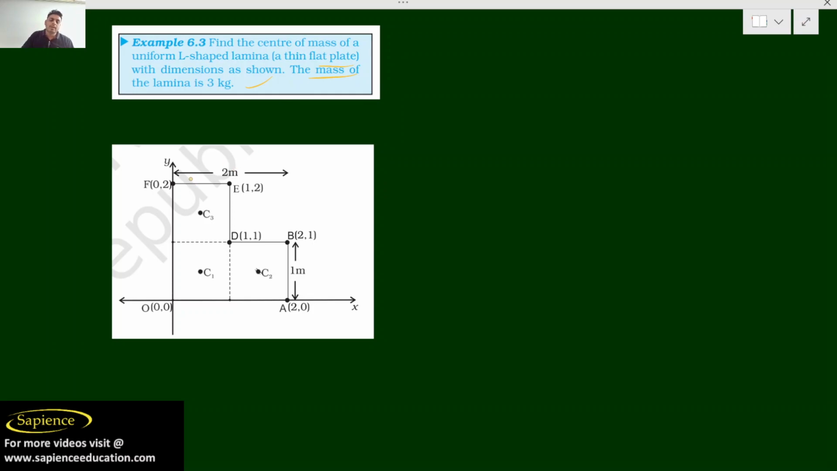From the figure, since it is uniform, we can say that these are three particles, and all three have the same area. So each has a mass of 1 kg, because the total mass is 3 kg. So m1 is equal to 1 kg, m2 is equal to 1 kg, and m3 is equal to 1 kg.